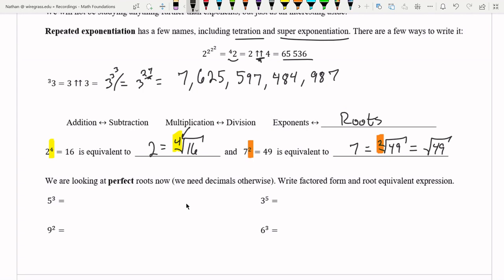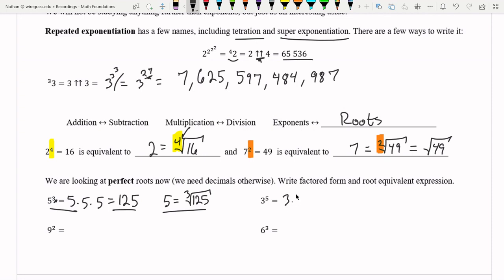Okay, we're going to write these in factored form and the root equivalent expression. 5 cubed is the same thing as 5 times 5 times 5, which equals 125. If I write this as a radical or a root, that's going to be 5 equals the cube root, because we have a 3 here. That's called a cube, or just the third root, of 125. So 5 cubed equals 125 is the same thing as that statement there.